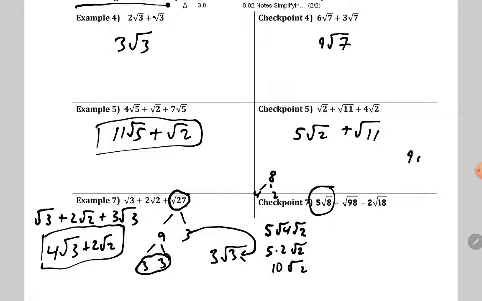Okay. 98 becomes 49 and 2. And we know that the square root of 49 is 7. So square root of 49 times square root of 2. And don't forget that plus sign. There's a plus sign there. 7 square roots of 2.